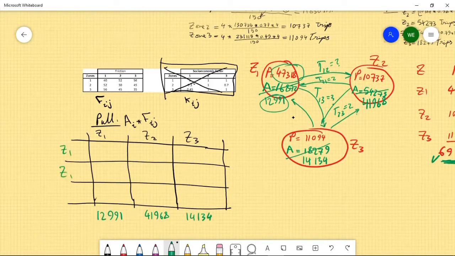So we are assuming that there are no intrazonal trips. That's the friction within the zone. The attractions from that zone are pulling trips from that zone. So these are the frictions, 40. So 40 multiplied by the attraction. So 40 multiplied by the attraction is how much?